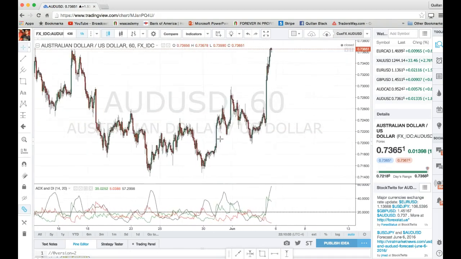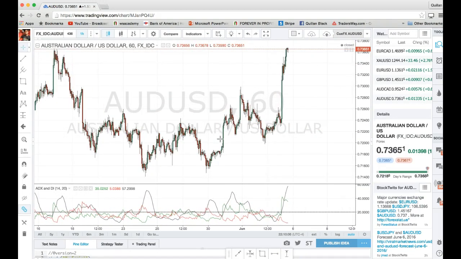Everybody knows that my favorite pair is AUD/USD, mainly because this pair is based off of commodities. Meaning it doesn't move fast and very volatile like other pairs. It moves very, very slow. But when it actually moves, it moves a lot. Right?